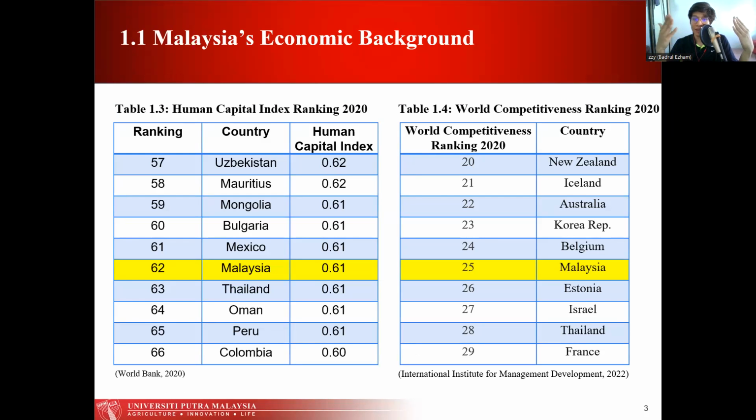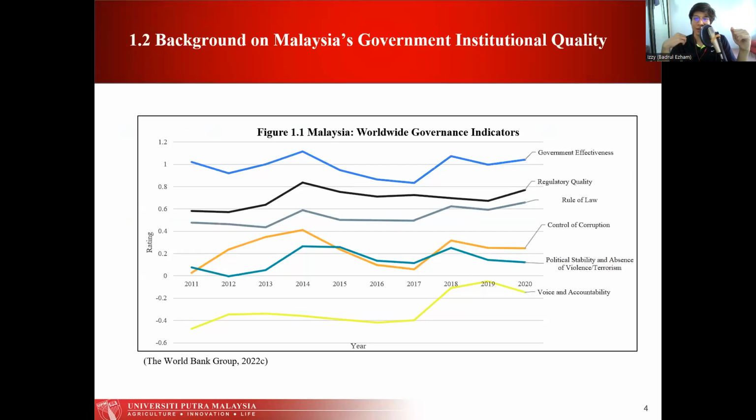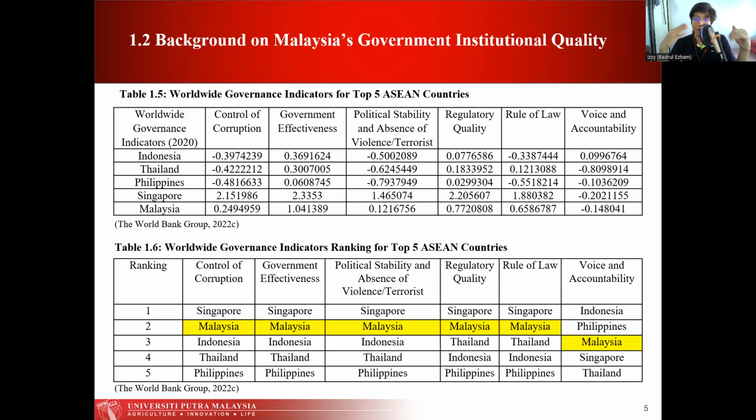Now, against the world, Malaysia is ranked number 62 in the Human Capital Index and ranked number 25 in the World Competitiveness Ranking. Now, these are the six worldwide governance indicators measured by the World Bank. These are used to ascertain a country's government or institutional quality. But what's more important is that we look at Malaysia's ranking in these six indicators.